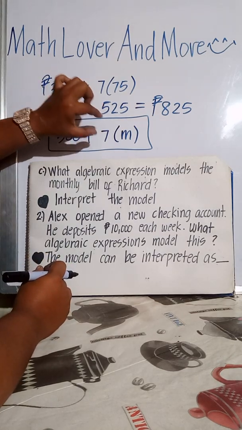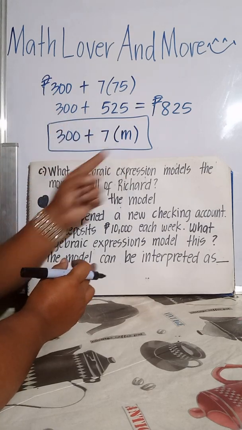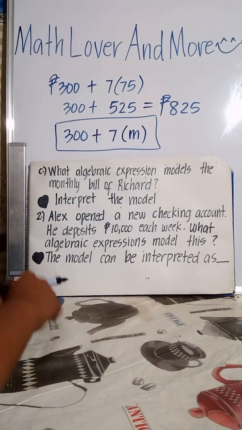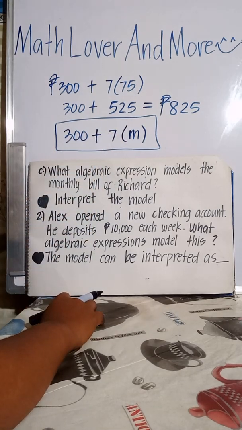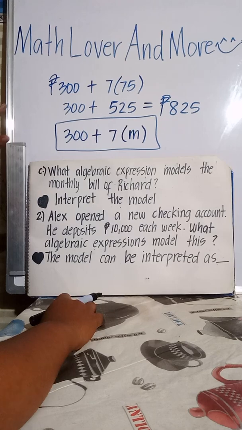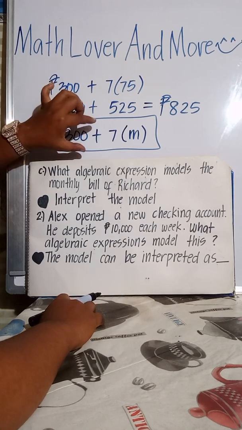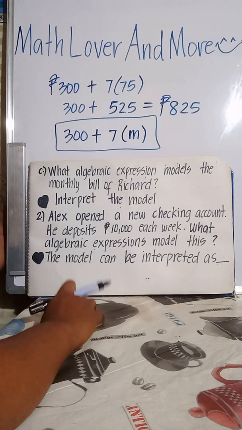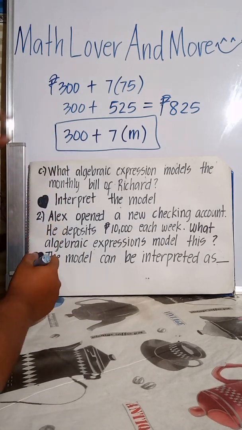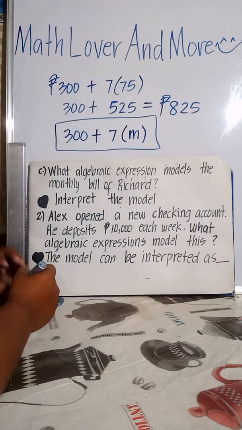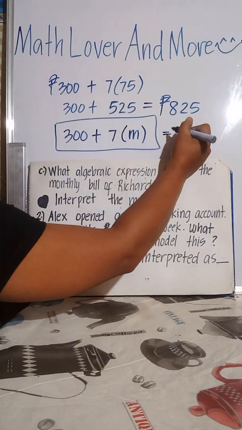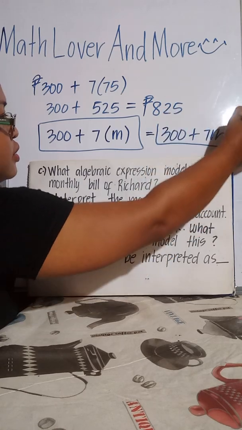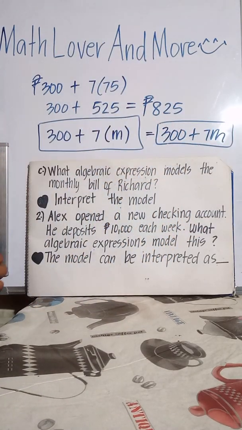So 7 will be put there always. And for the M, that stands for the number of minutes that Richard will make for the phone call. And so we use it with a letter M. So the payment or the bill of Richard every month is 300 pesos plus 7 pesos times the number of minutes that he used for phone call. So that is the interpretation of our algebraic expression. This one, 300 plus 7 times M. So you can have this as 300 plus 7M. So that is our final answer for our algebraic expression for problem number 1.